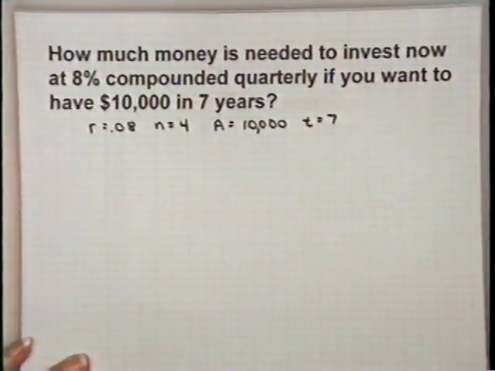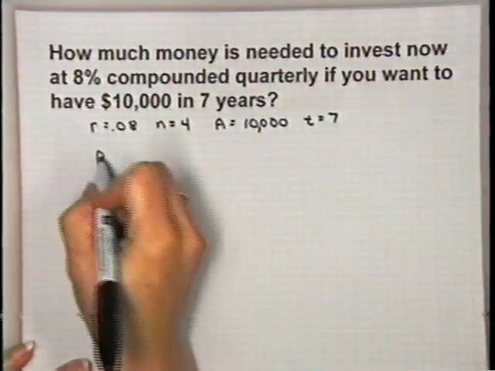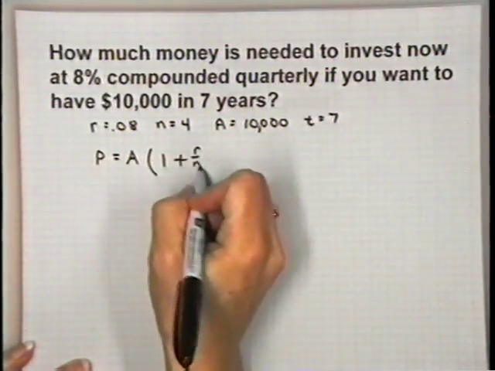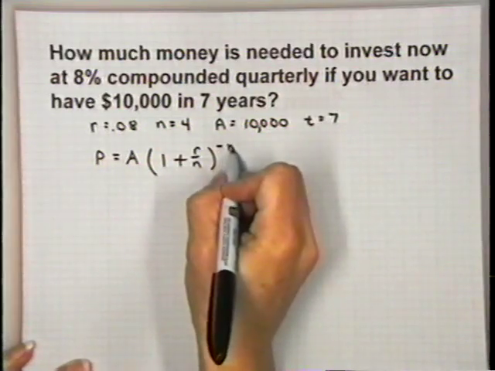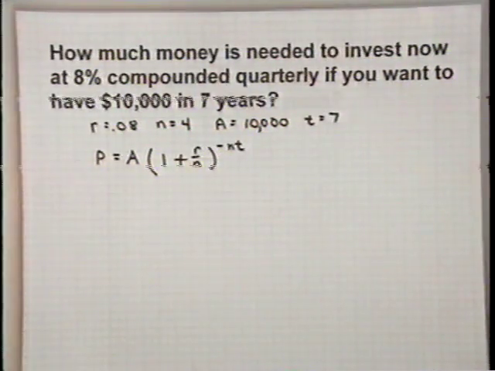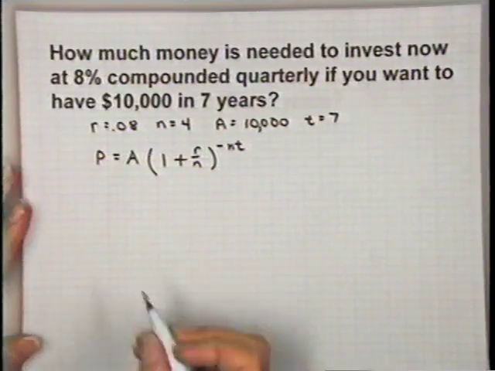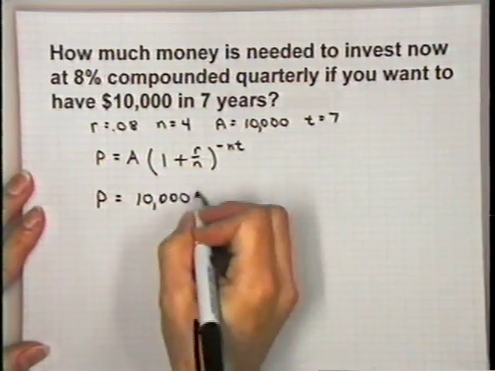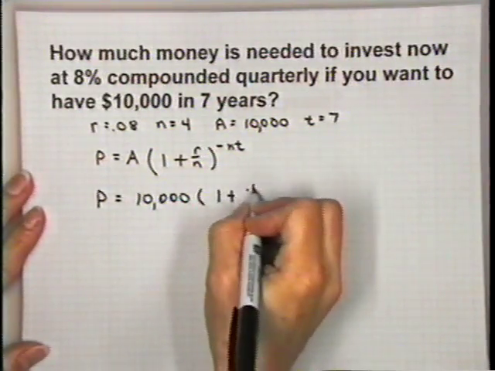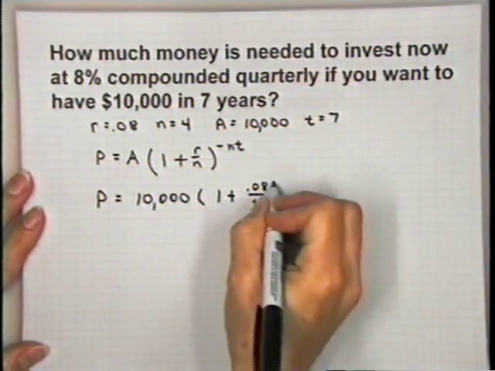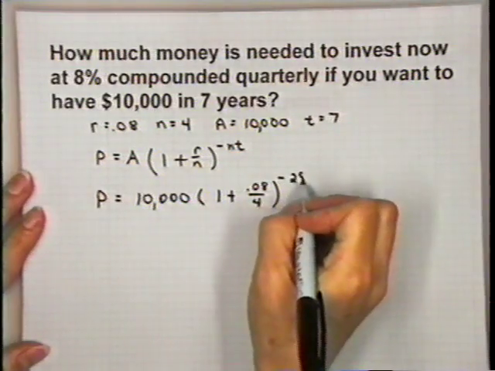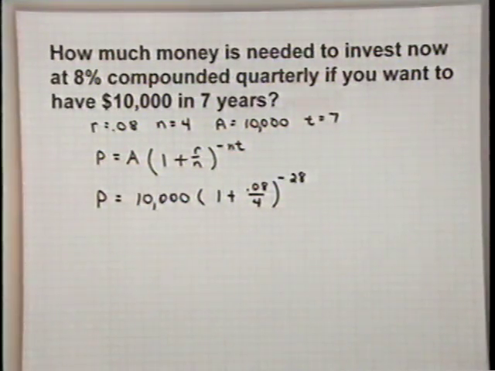Okay? Now, our formula, as we've changed it, remember now P is over here, A times 1 plus R over N. The difference here now, our exponent is negative N times T. So let's substitute in this formula and solve for P. Our A is 10,000. We have 1 plus our interest rate, 0.08, divided by 4, to the negative N times T. Well, 4 times 7 is 28, so that's to the negative 28 power.